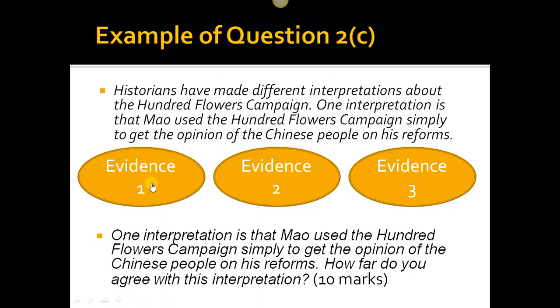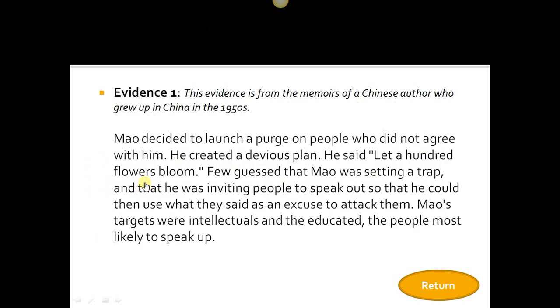They will give you, or before this question comes in, because they do allow you, if you have a look at it, it's mentioned at the top of the sheet, then you have evidence 1, evidence 2, evidence 3, which on a PowerPoint window I couldn't fit in. So if we have a look at evidence 1, thinking that one interpretation is that Mao used the 100 Flowers campaign simply to get the opinion of the Chinese people on his reforms. We'll have a look at evidence 1.